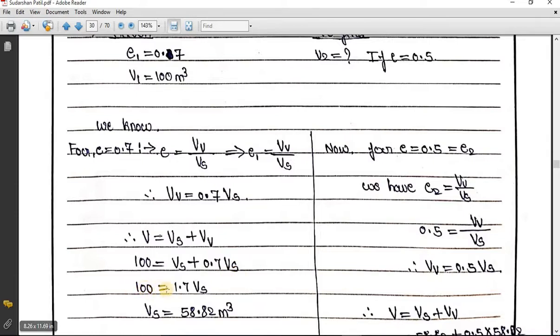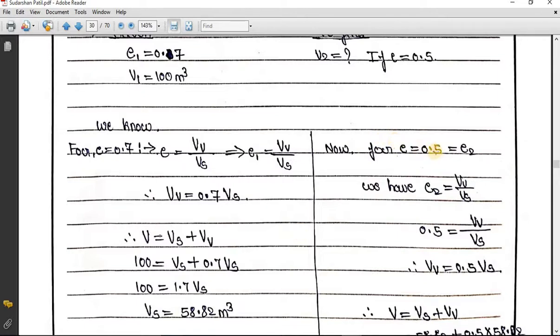So that is going to give me 100 is equal to 1.7 Vs. So finally Vs I am going to get as 58.82 meter cube. Now volume of soil solids in any case will not change. Remember, if I consider a small amount of soil and if I increase or decrease the void ratio, volume of solid will not change, volume of void will change. So this is the concept which we are going to use. Volume of soil solids is equal to 58.82 will remain same for both the cases.